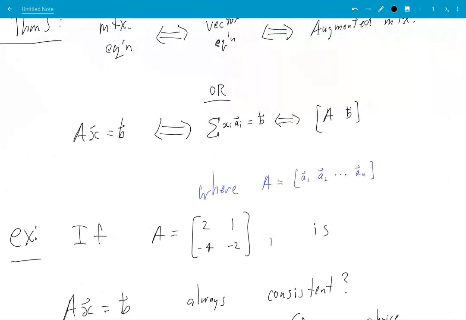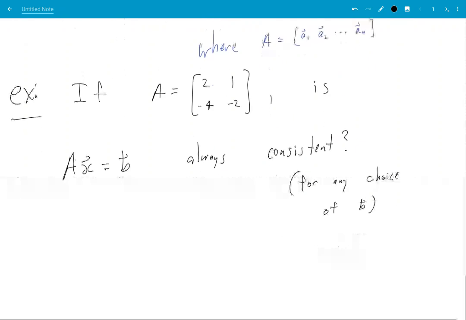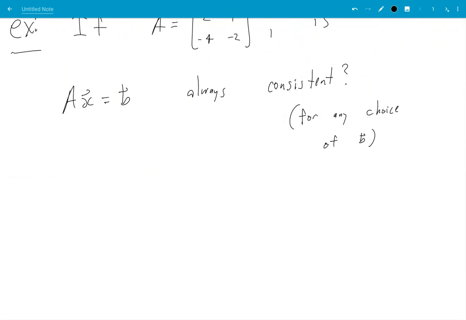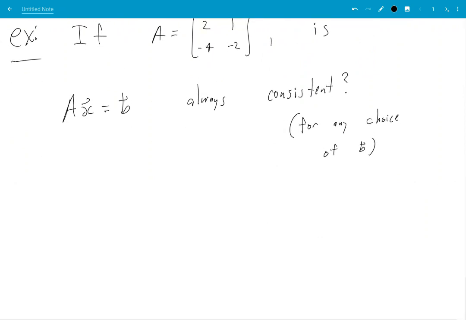Okay, because we certainly know that you can talk about an augmented matrix as being consistent or not. So we can also talk about a matrix equation being consistent or not, because they are logically equivalent. Okay, so let's see. Well, let's try some things out.